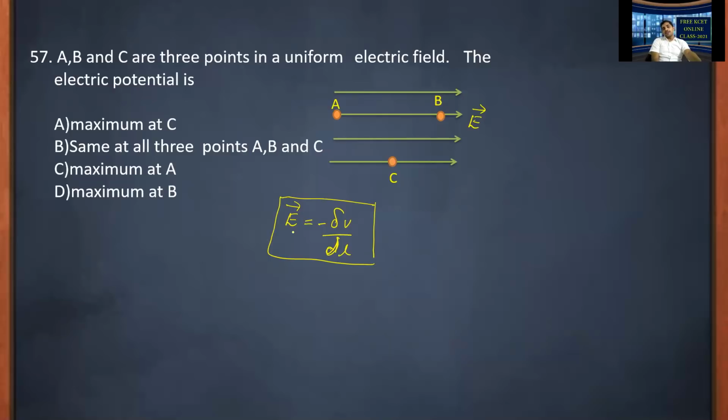What is the direction of electric field? The direction of electric field is in such a direction where there is a negative potential gradient. Negative potential gradient means as the potential gradually decreases, or else I can say the direction of electric field is such that the potential gradually decreases along the electric field.